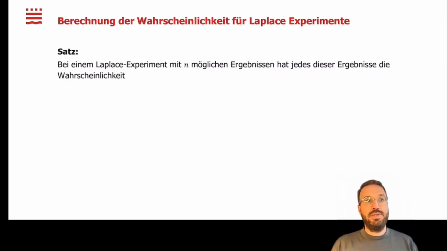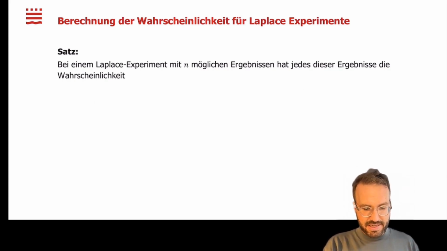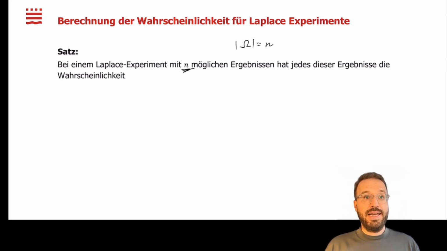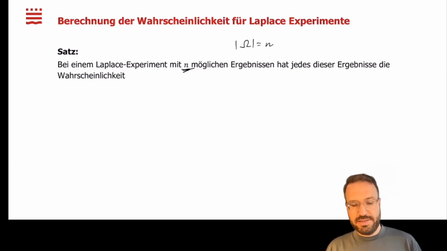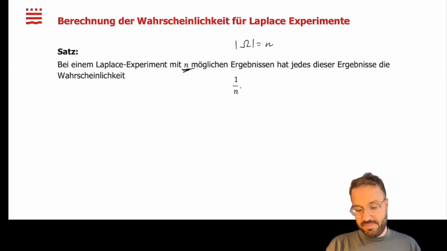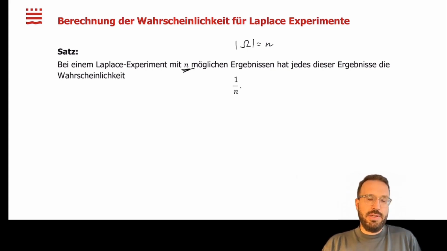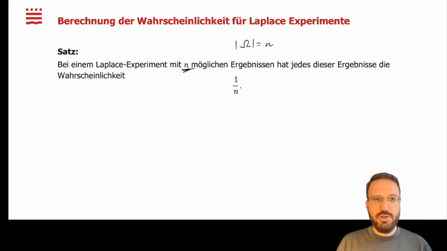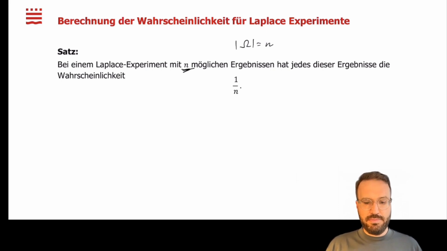And for such a Laplace experiment, we can relatively easily provide probabilities for these outcomes. So let's imagine we have such a Laplace experiment and we have n possible outcomes, which means our omega consists of n elements. I think this is very logical and clear for everyone. Then we want to define a probability for each outcome. And this probability is 1 divided by n. If there are n possibilities, then the probability of an outcome occurring is 1 divided by n. In the case of a dice throw, it is 1/6, and for a coin toss, it is 1/2.